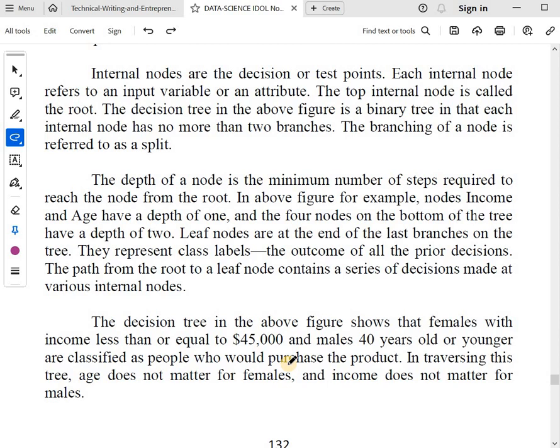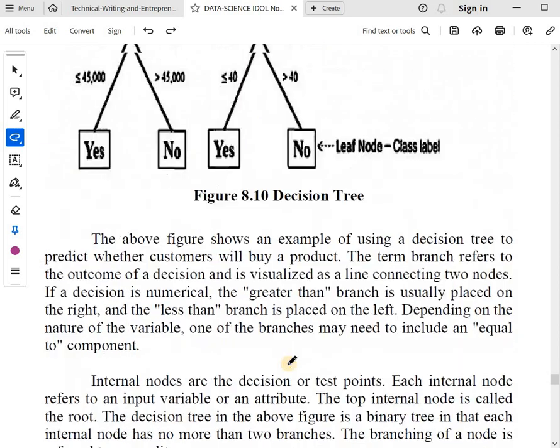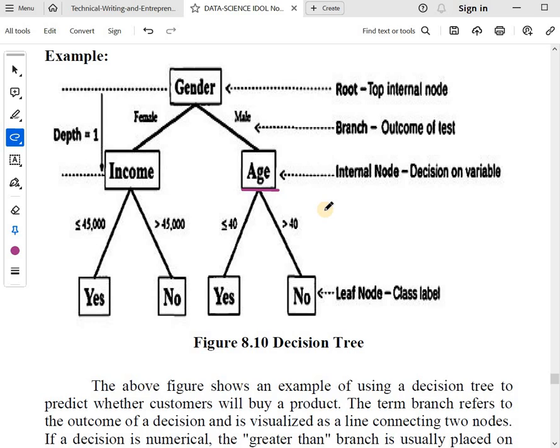Now you have to understand that every internal node that you have refers to an attribute, or an input variable. For example, this internal node refers to age, whereas this internal node refers to income. Now, it is very clear that you are not paying attention at all. What did I ask you? A male with the income of 30,000. When I am taking the gender male, am I looking at the income or at the age? Okay, I was just trying to check how attentive you are.